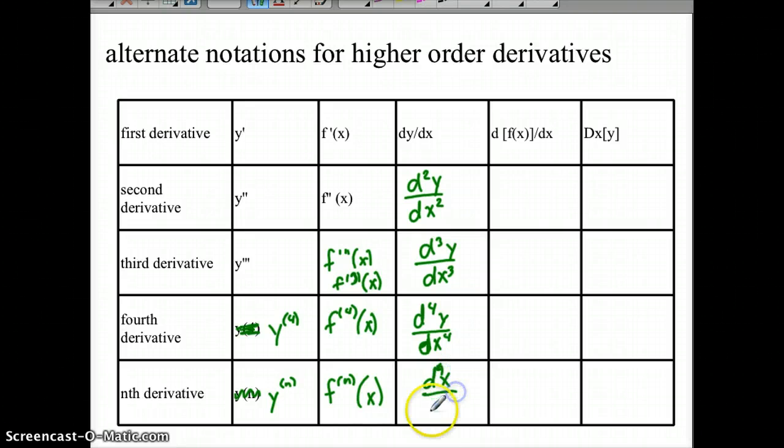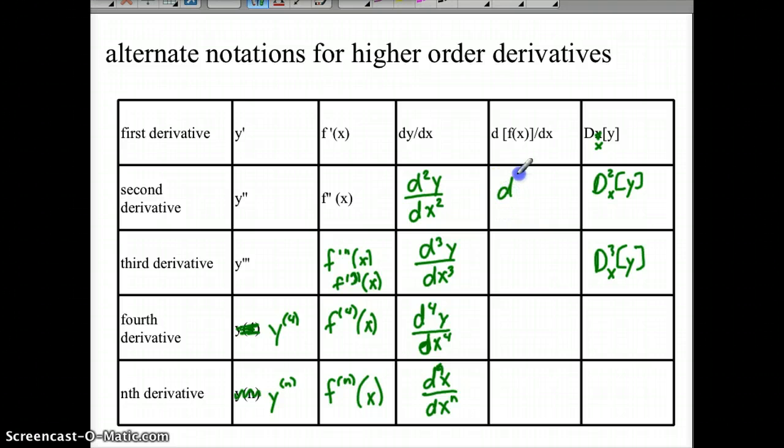Nth derivative. Sorry, that's an n. These aren't used very often, but if you want the second derivative of this function, and that is a subscript, it should be down here. Second derivative, third derivative, etc. I think you can figure out that pattern.